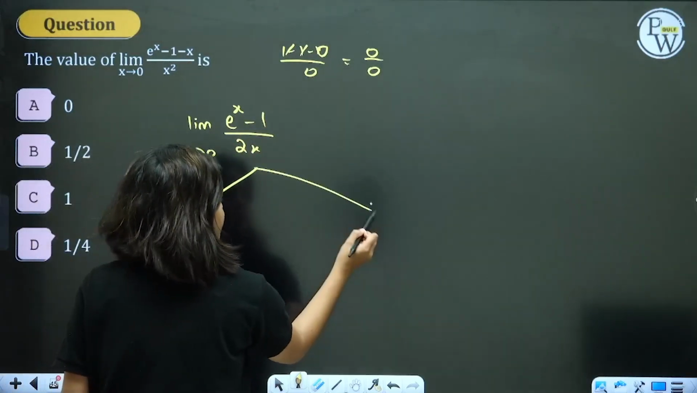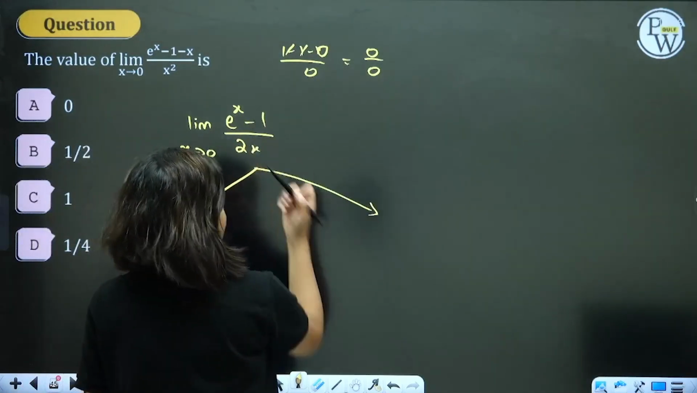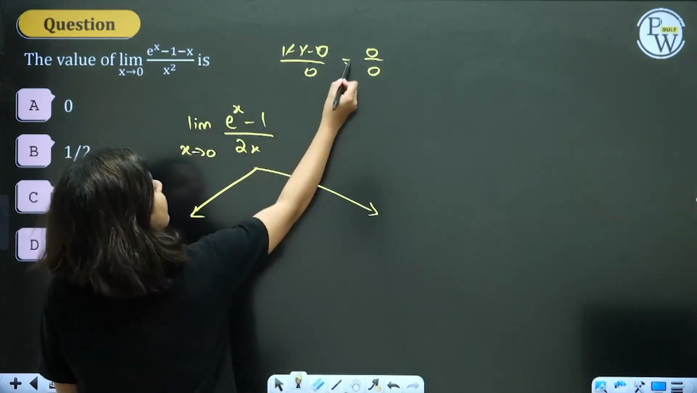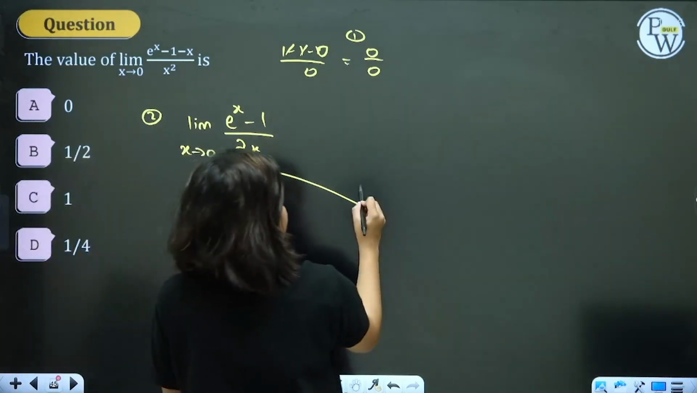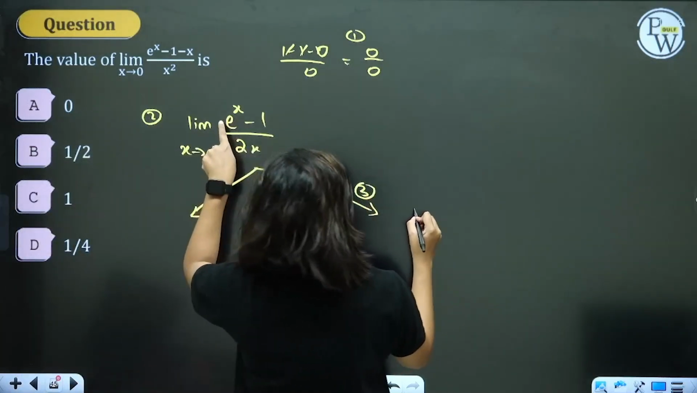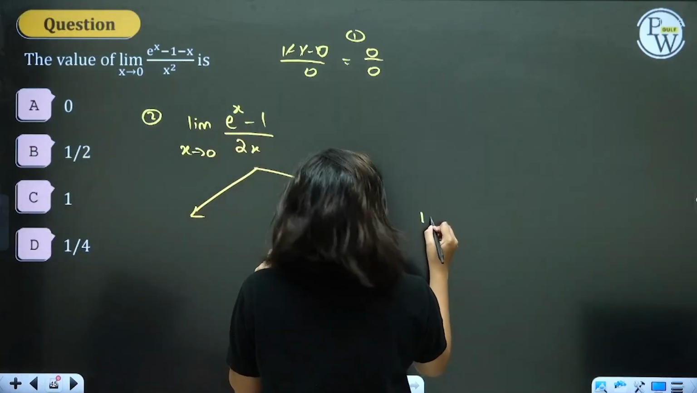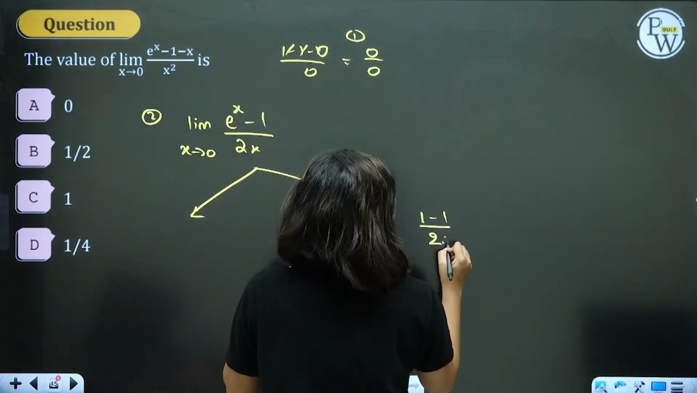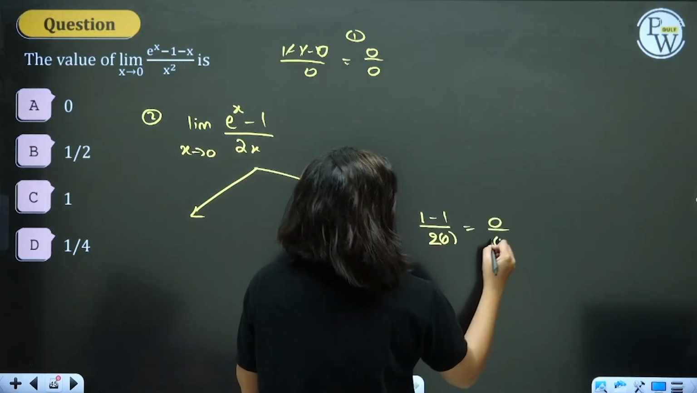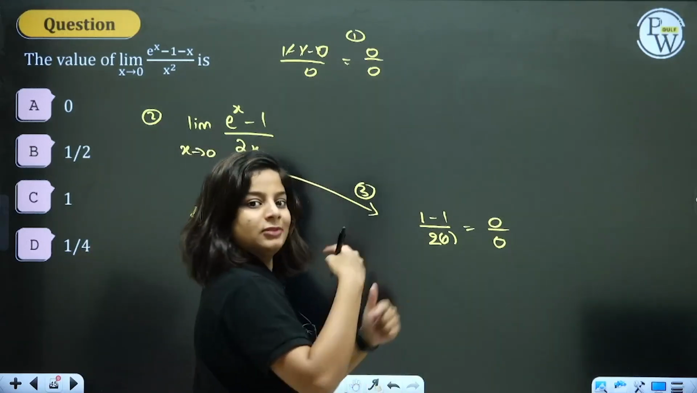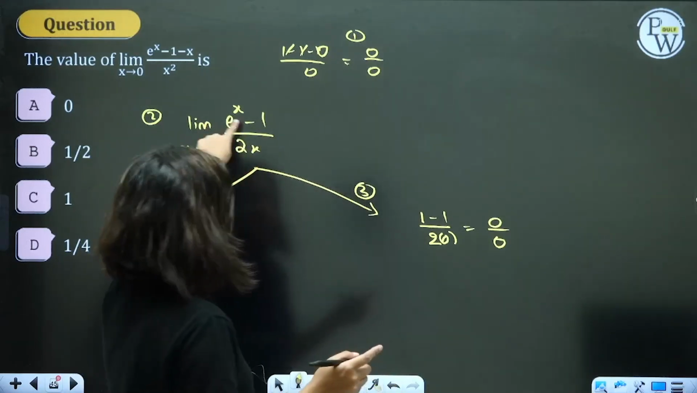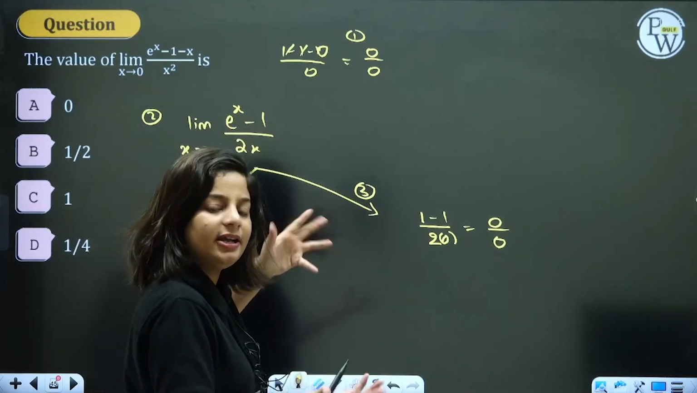There are two ways from here. One, you do the third step. First step, substitute, get 0 by 0. Second step, differentiate. Third step, apply the limits. Anything raised to 0, 1 minus 1 upon 2 into 0. This is 0 by 0. Again we are getting 0 by 0. What to do? Repeat. L'Hopital says, once again you differentiate numerator, denominator and get the answer.